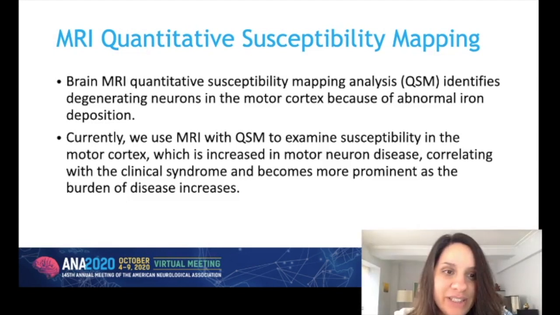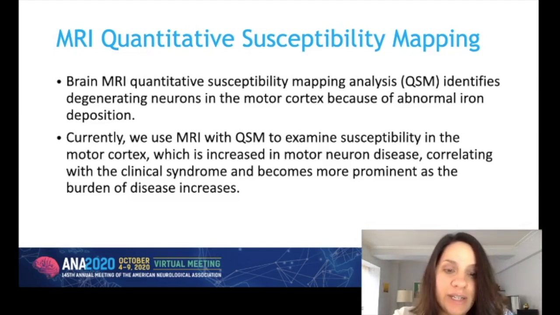So what is MRI with QSM? QSM stands for Quantitative Susceptibility Mapping. This is an analysis that identifies degenerating neurons in the motor cortex due to abnormal iron deposition. It can also be applied to other areas of the brain, such as the basal ganglia.